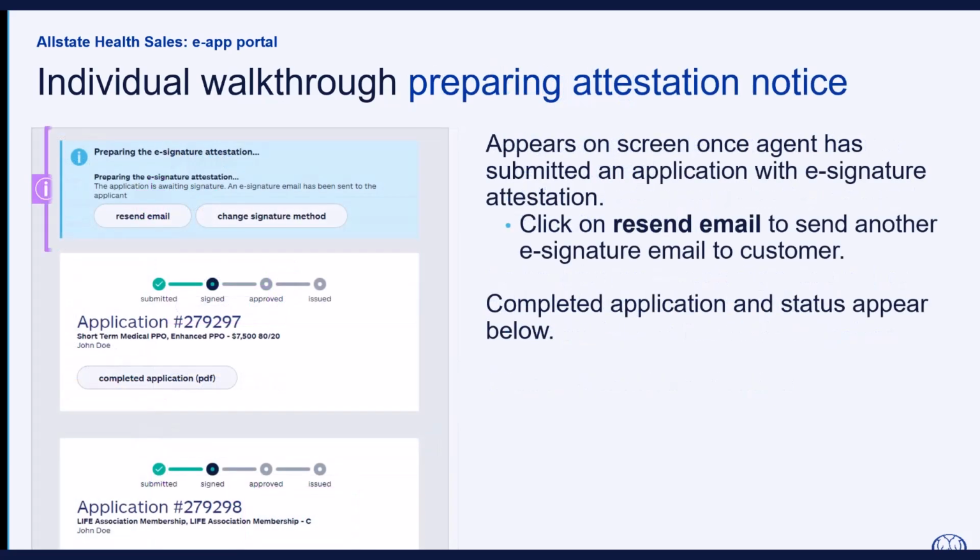From here, you'll be able to view the status of that application. If your customer does not receive their e-signature email, you may resend or change the signature method above. And that is our under 65 individual applications. We will quickly touch on Medicare quoting.